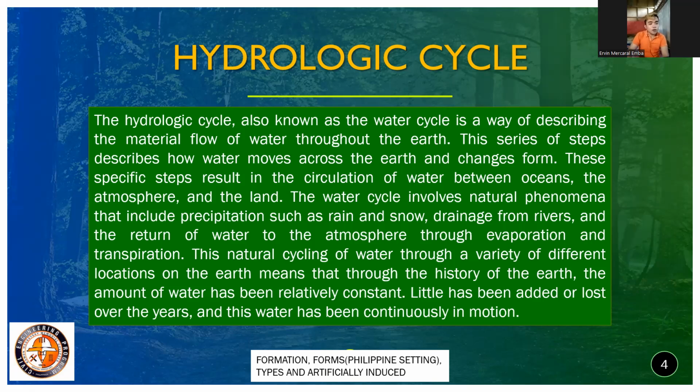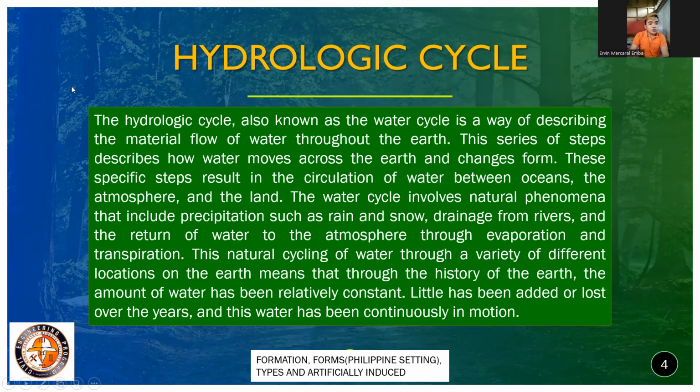We all know that water has many forms: it could be liquid, solid, or gas. These specific steps result in the circulation of water between oceans, the atmosphere, and the land. The starting point of the water cycle could be in the oceans or on land. Inland, it is transpiration. Right, transpiration. Then in the ocean it is evaporation.